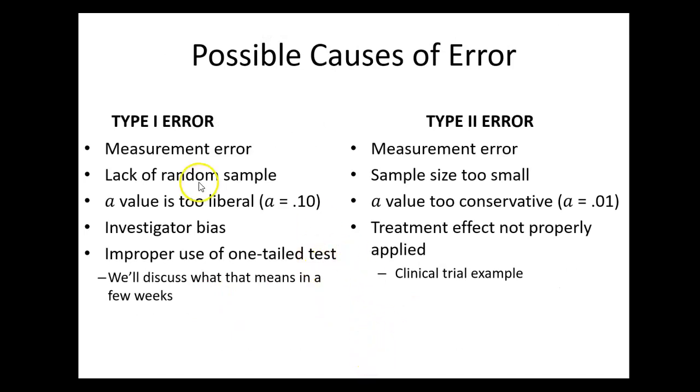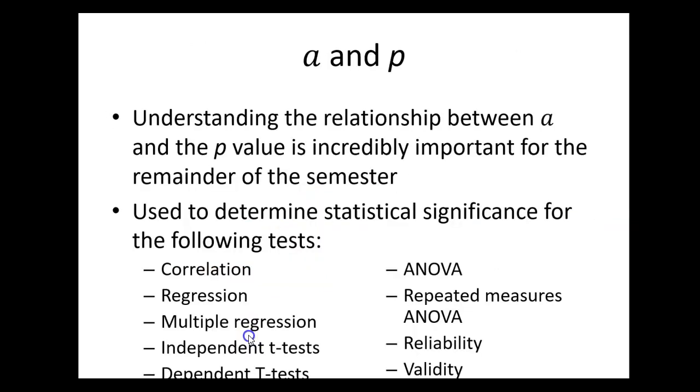Type 1 errors might also be caused by measurement errors. They might be caused by a lack of random sampling. Alpha level might actually be too liberal, so a high alpha level. Investigator bias, or improper use of one-tailed tests, which we'll discuss later.